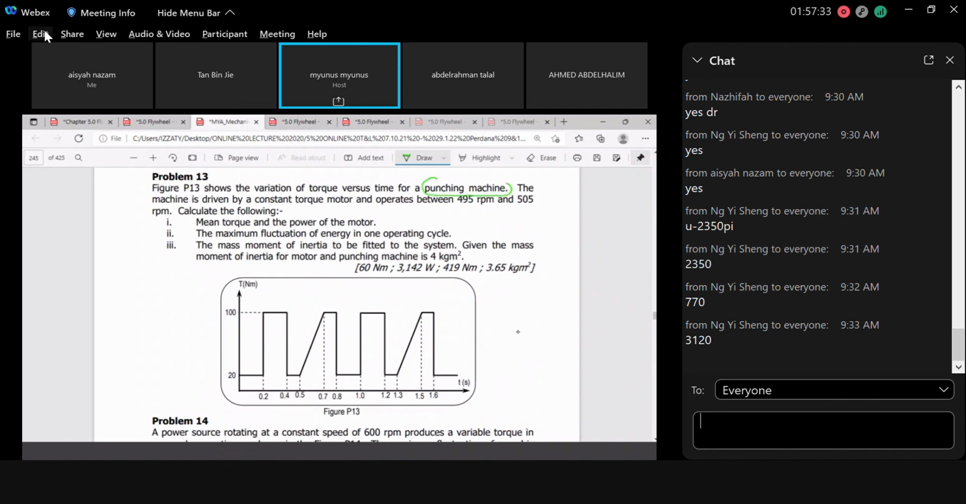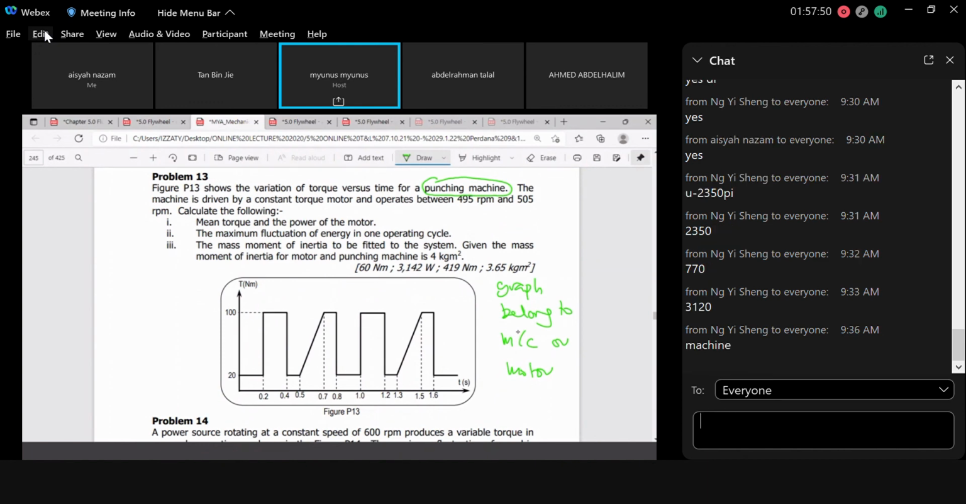So the graph, tell me, does the graph belong to the machine or the motor? Anyone? The graph, this one, I mean the given graph. Machine, thank you. It belongs to the machine. It does not belong to the motor because it keeps fluctuating.